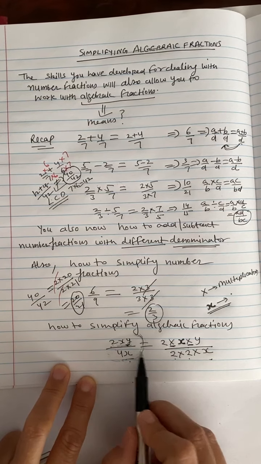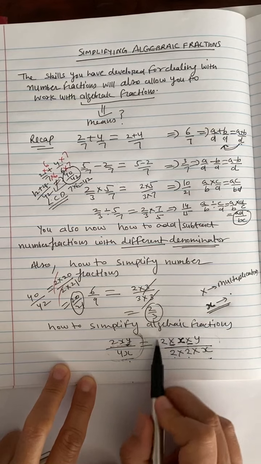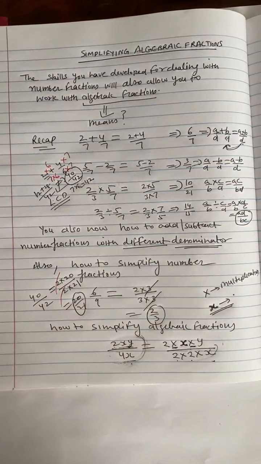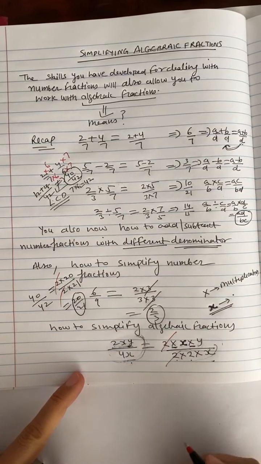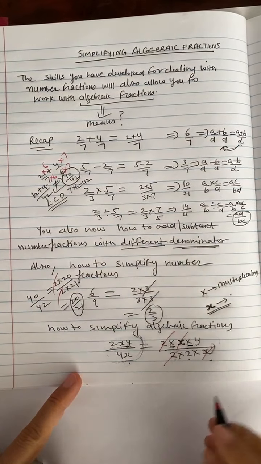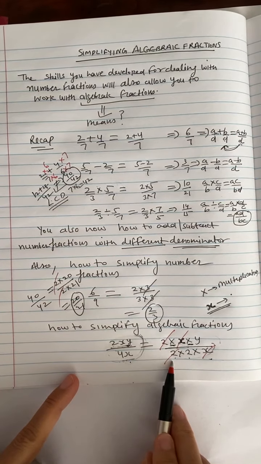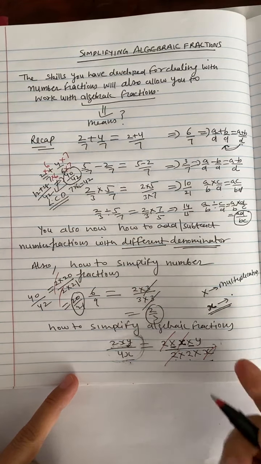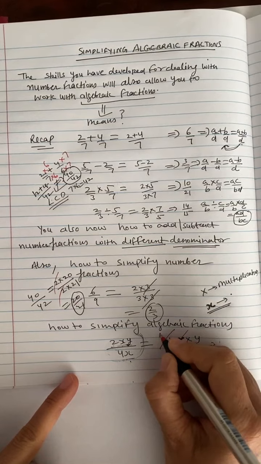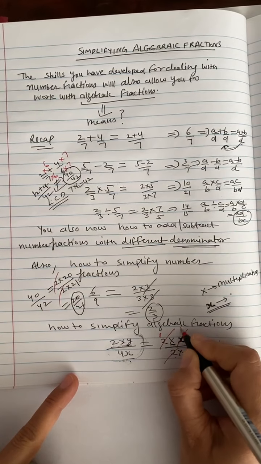But to simplify it, we need to expand it, as I explained already. And now we need to cancel out the common factors here. So 2 and 2 get cancelled. X and x get cancelled. When we are cancelling out 2 and 2, which means we have 2 times 1 is 2, so this is like 1, and x divided by x is also 1.